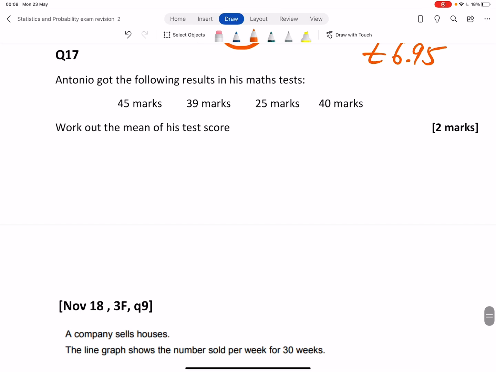Okay, next question on the mean. This is an easy, straightforward question. Antonio got the following results in his maths test: 45 marks, 39 marks, 25 marks, and 40 marks. So work out the mean of his test score. This is quite a straightforward mean. We don't have frequency tables or bar charts. We just add up all the numbers and divide by how many we have.